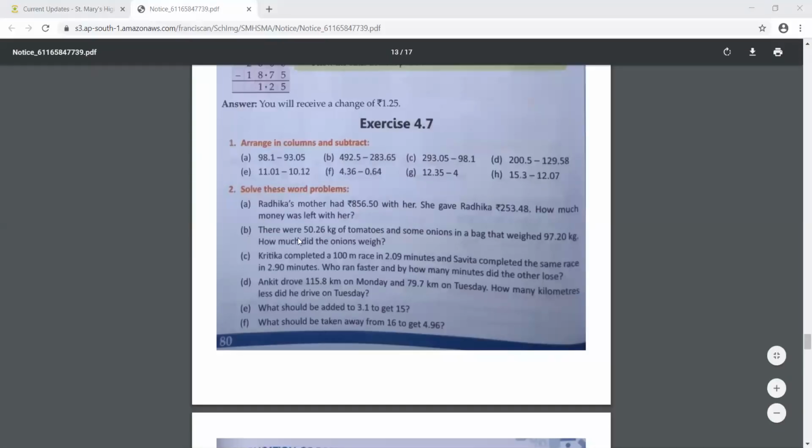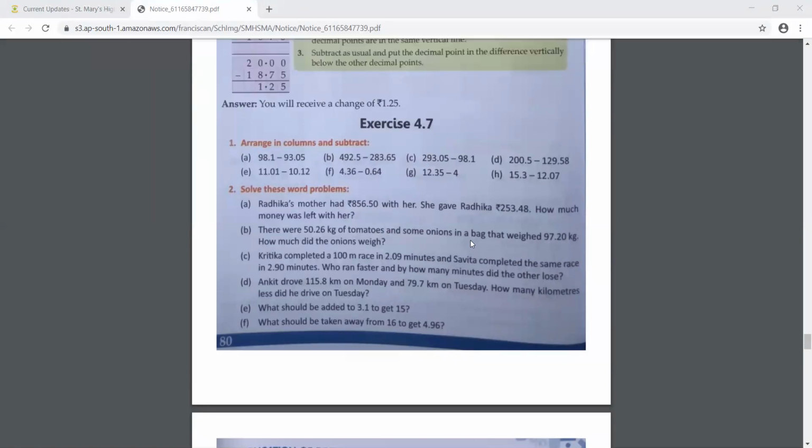Question B. There were so many kgs of tomatoes and some onions in a bag. So there is a bag and there are some tomatoes in it and onions also. And the weight of that full bag filled with tomatoes and onions is 97.20 kg. How much did the onions weigh?